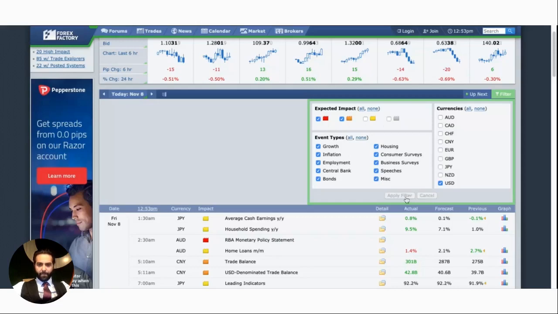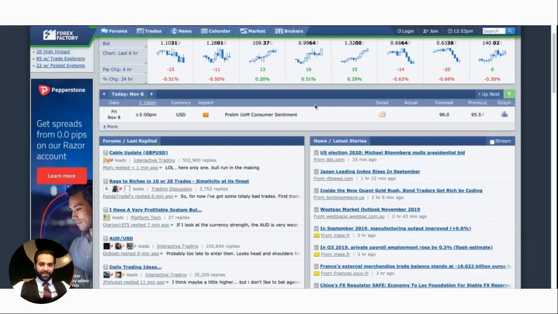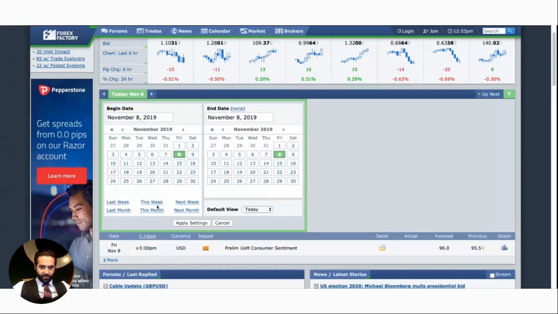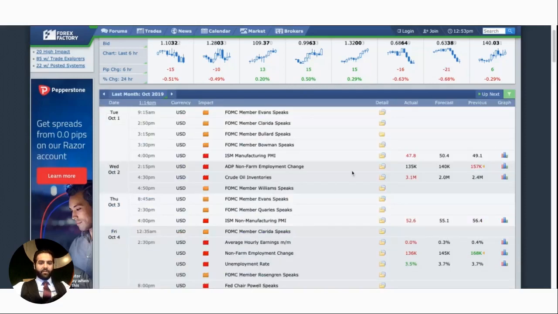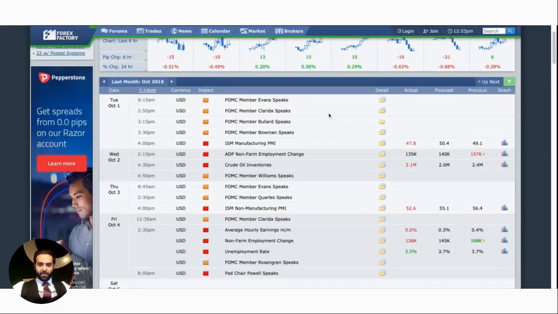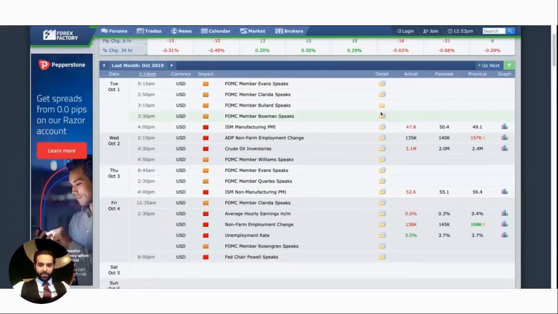Apply this filter. And we're going to go here where it says today, November 8th, right? And we're going to check October, right? So let's go last month, apply settings. And here we go. Every single high and medium impact report for the US dollar in one page. Now here's what I want to show you. Look, red, red, red, red, red. One positive, and it's important to note this positive here, right? If you just see this when it's released, you'll say, oh, that's a good thing, right?